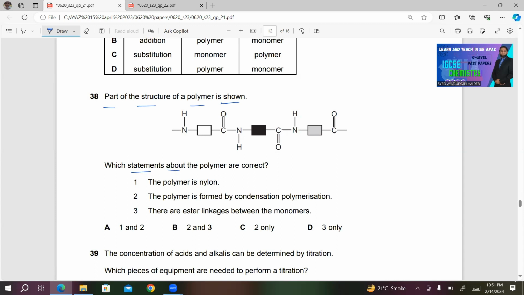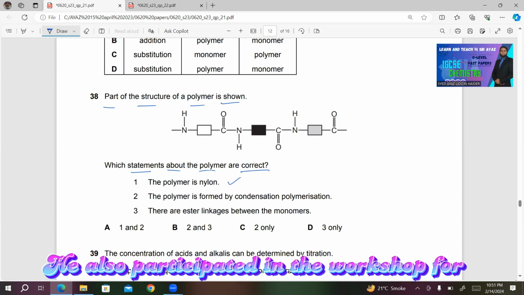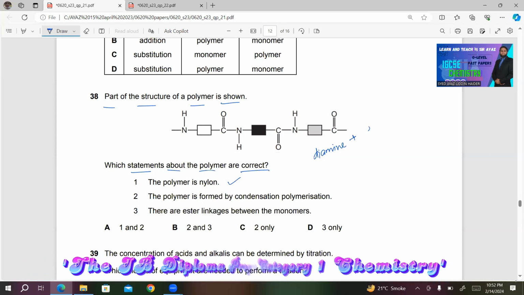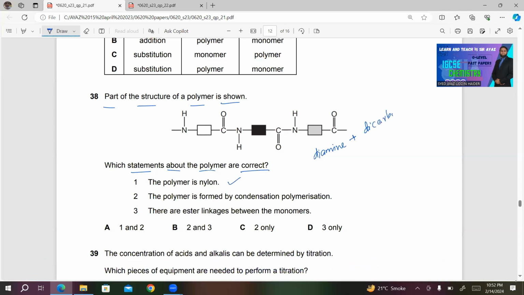Which statements about the polymer are correct? Number 1, the polymer is nylon. It can't be nylon. The reason is that nylon is produced when diamine reacts with either dicarboxylic acid or diacyl chloride.